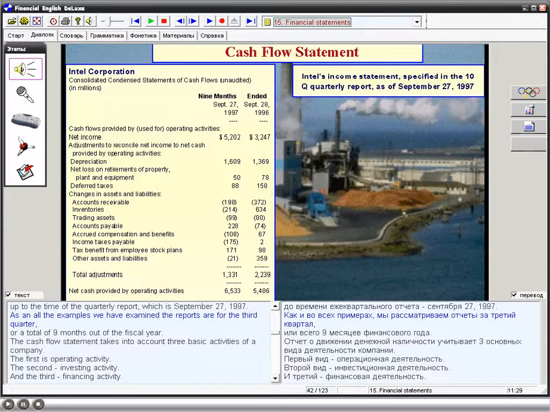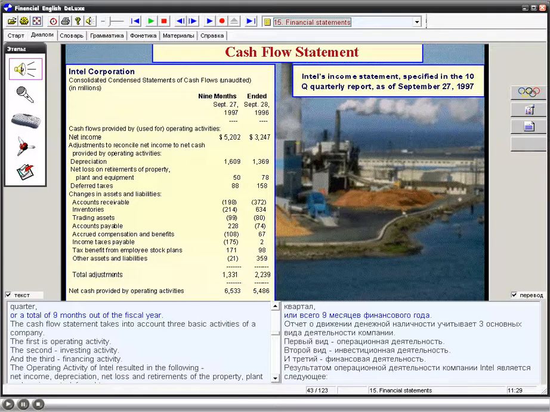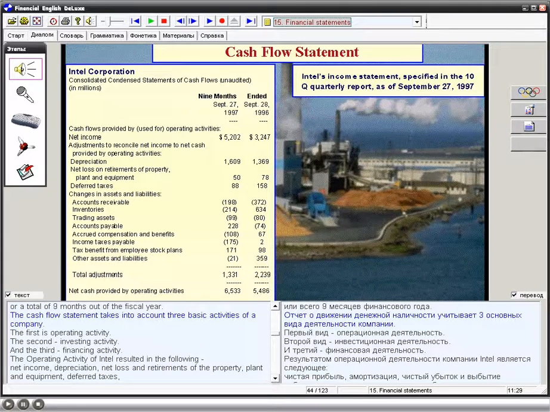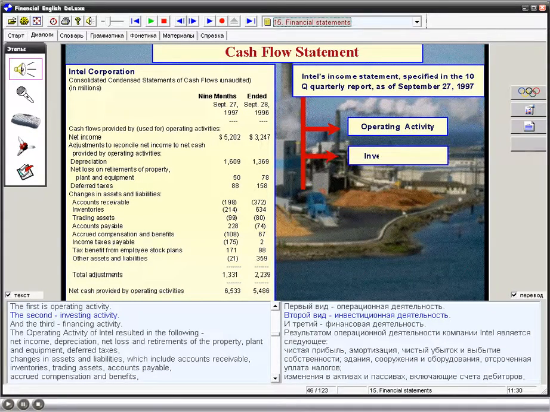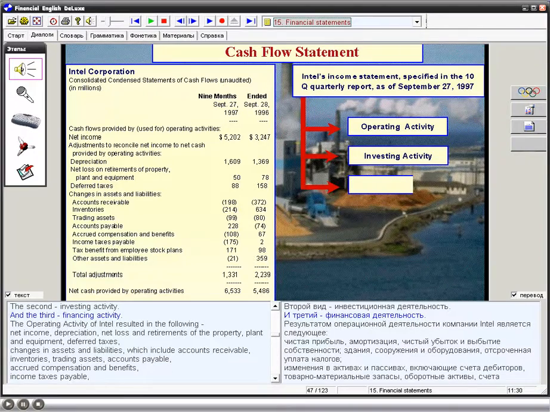As in all the examples we've examined, the reports are for the third quarter, or a total of 9 months out of the fiscal year. The cash flow statement takes into account 3 basic activities of a company. The first is operating activity, the second, investing activity, and the third, financing activity.